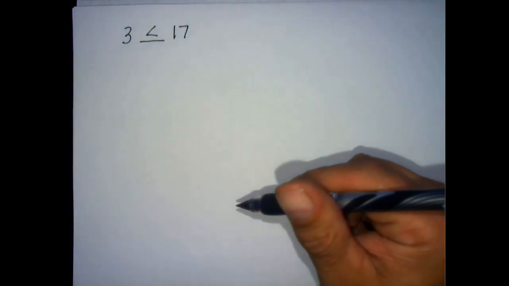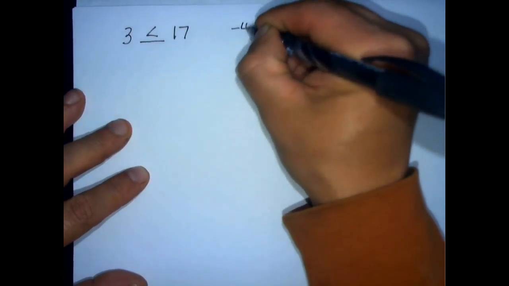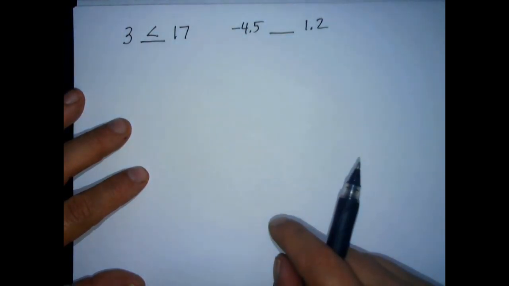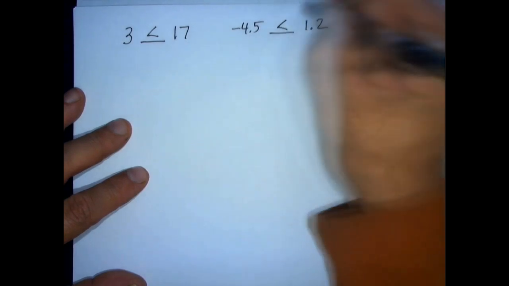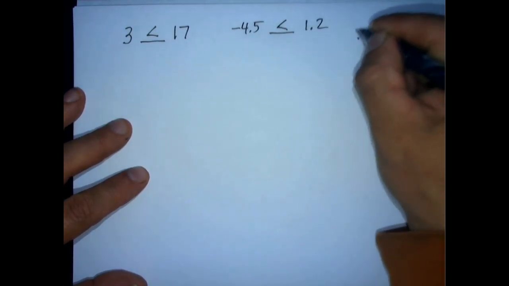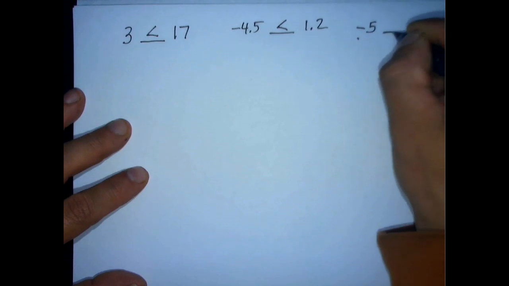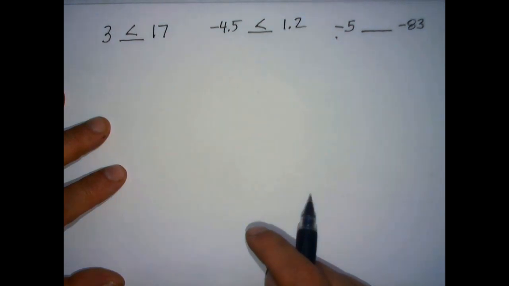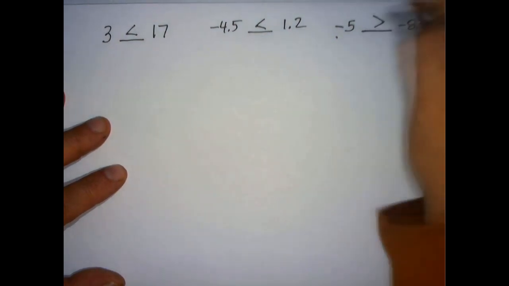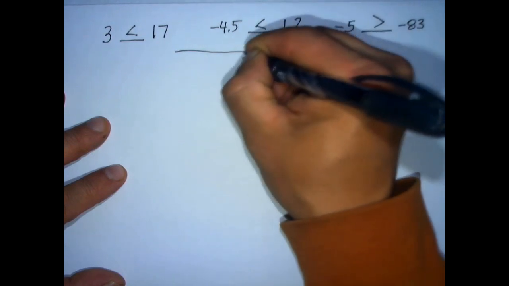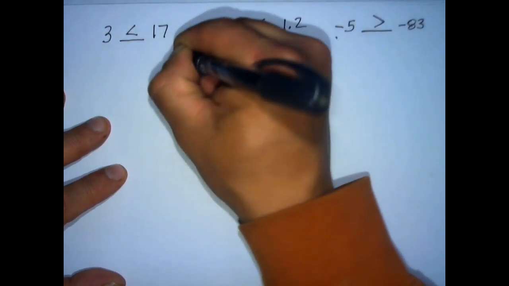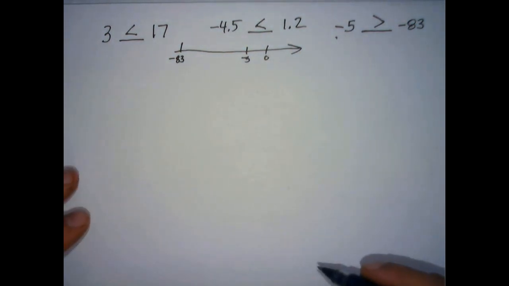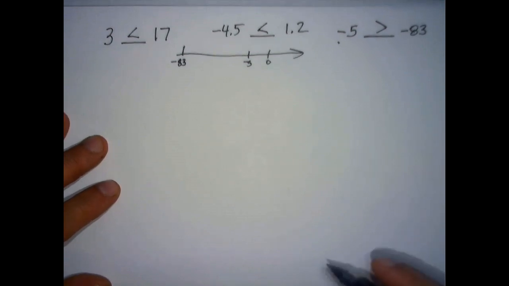Oh, there is something I need to discuss, though. Okay. Negative 4.5 blank 1.2. Okay, here's where we get tricky. Negative 5 blank negative 83. Very good, because if we graph that, negative 5 would be close to 0, and negative 83 would be way out here. Good.